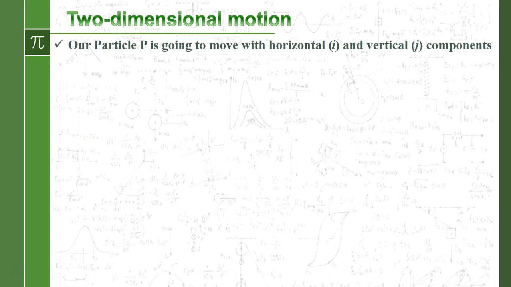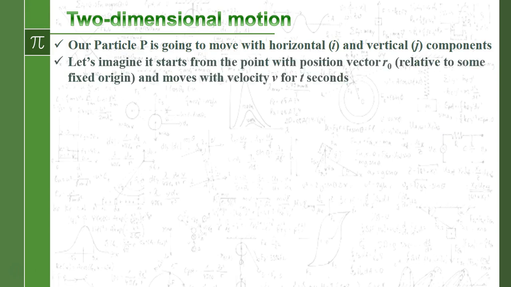So let's have a look. Our particle P is going to move with horizontal and vertical components. So now let's imagine it starts from a point with a position vector, we're going to call that R0, and that's going to be relative to some fixed origin, and it moves with velocity v. So what we've got is our fixed origin, some point here that we're going to measure everything against, same as we had in our previous example. We've got a starting point, I'm going to call it R0, and P is just going to move in this direction, and the direction is given in the velocity.